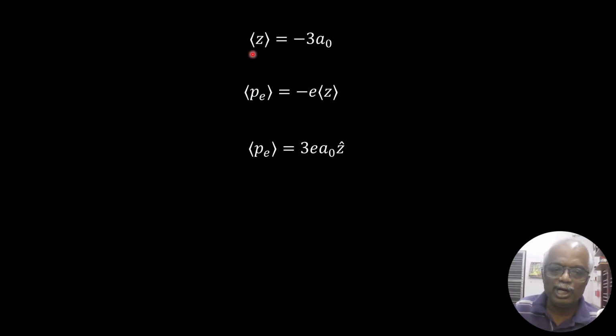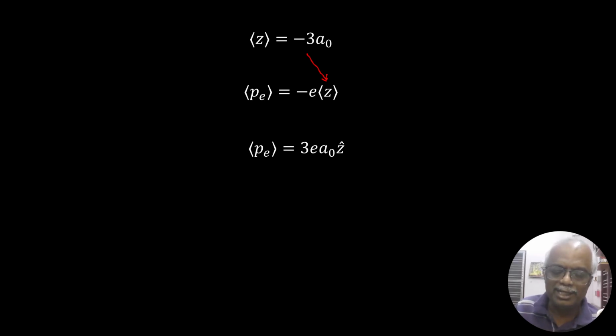And also we know how to convert this into the momentum. The expectation value of momentum is equal to, we have seen, minus e multiplied by the expectation value of z. So we have seen this expectation value of z is minus 3 a naught. You substitute it here. Then minus of minus will become plus, plus 3 e a naught along the z direction. a naught is here, e is here, 3 is here. So this is the expectation value of momentum, which is 3 e a naught z.